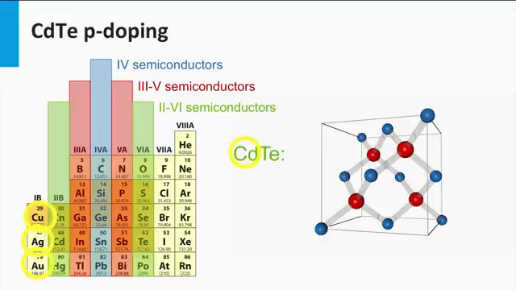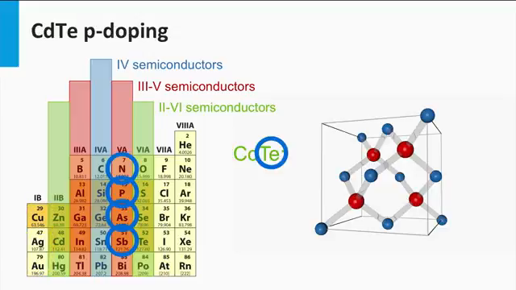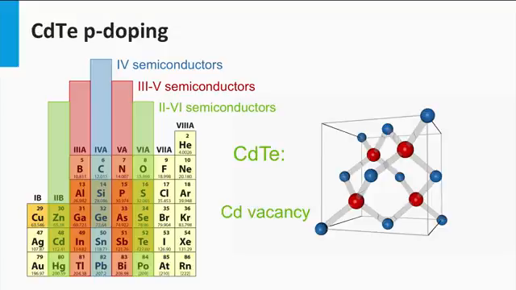P-doping of cadmium telluride can be achieved by replacing the 2 valence atom cadmium with a 1 valence electron atom like copper, silver or gold. These elements act as shallow acceptors. P-doping is achieved as well by replacing a 6 valence tellurium atom with a 5 valence electron element like nitrogen, phosphorus, arsenic. They act as shallow acceptors. A cadmium vacancy acts like an acceptor as well.